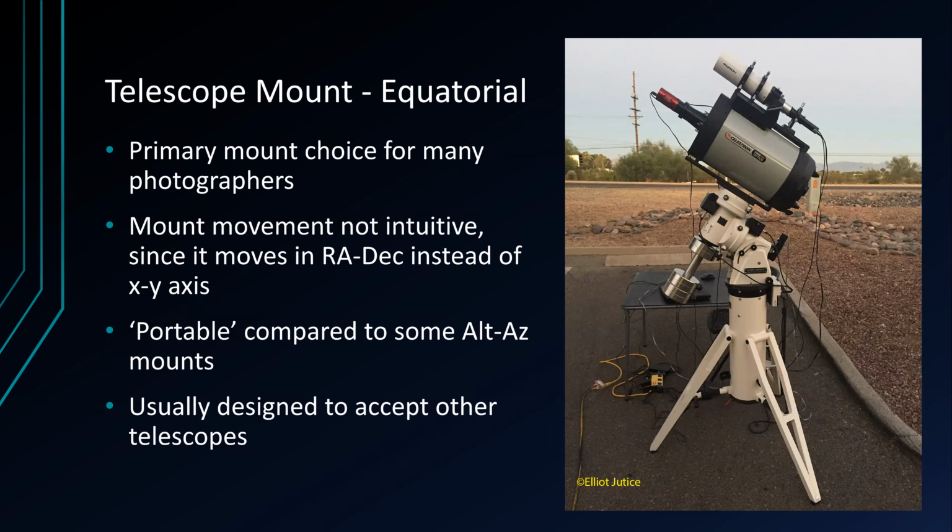Depending on who you ask, they can also be a little bit more portable than some alt-az mounts, which is the second type of mount we'll talk about in a second. But the benefit of these is, one, they're really preferred for imaging. You basically have to use an equatorial mount for imaging. So if you say, hey, I'm doing visual now, but I might be doing imaging in a couple of years, you typically start there. The other benefit is that most equatorials are designed from the get-go to accept other telescopes. This is not necessarily true of alt-az telescopes.